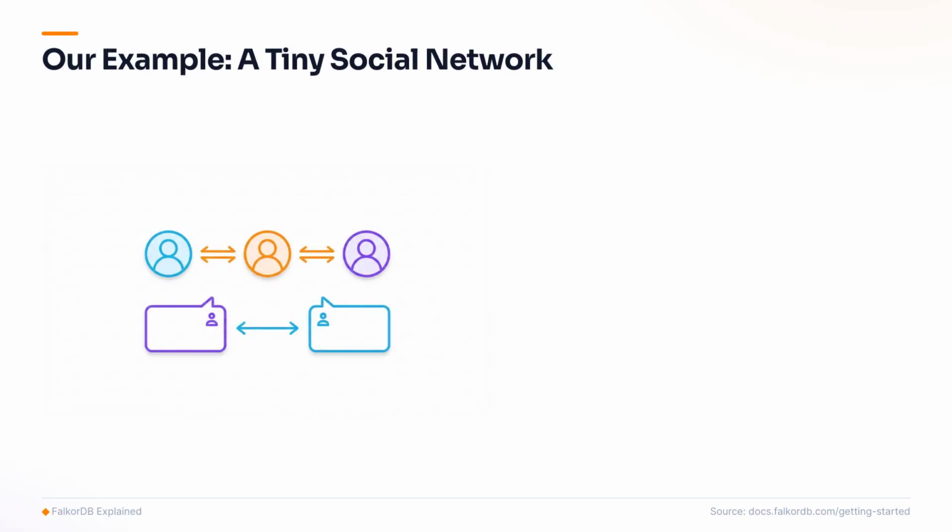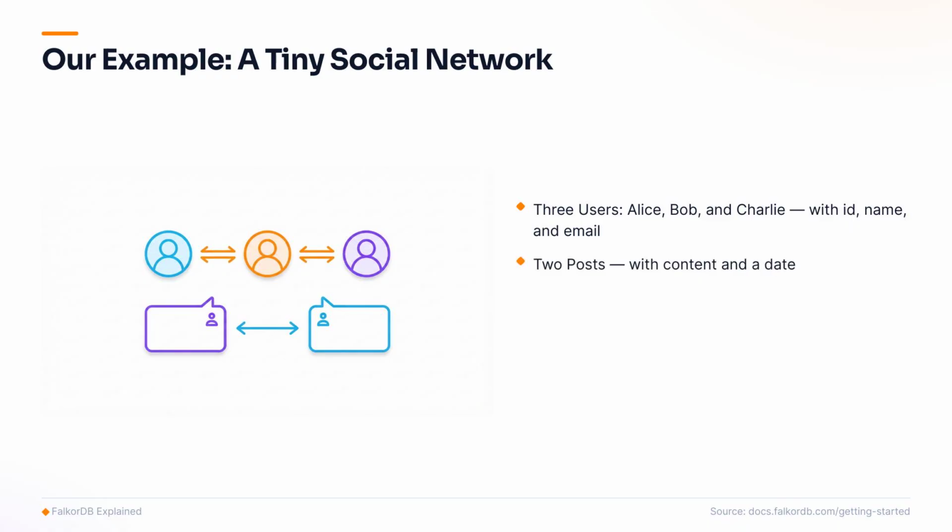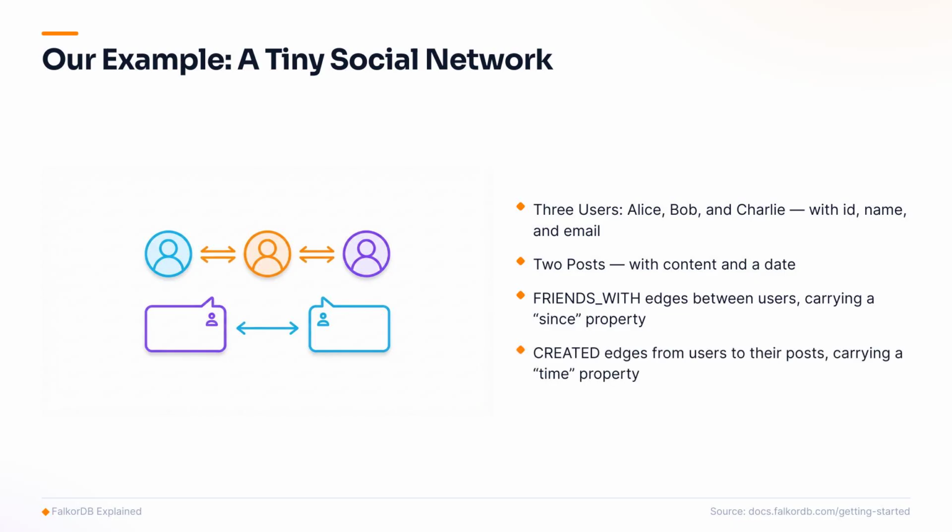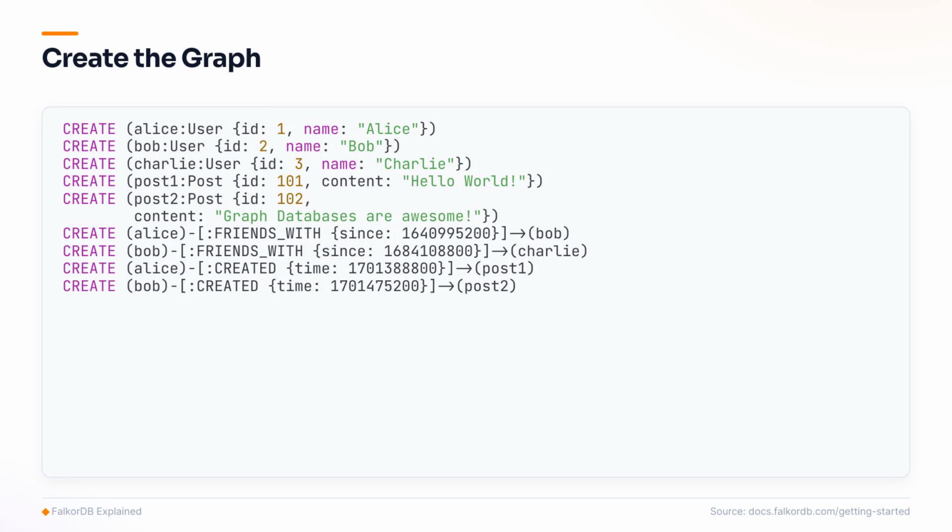The Getting Started guide builds a tiny social network, and we'll follow along. It has 3 users, Alice, Bob, and Charlie, each with an ID, a name, and an email. It has 2 posts, each with content and a date. Users are connected by friends relationships that remember since when they've been friends. And each post is connected to its author through a created relationship with a timestamp. Small, but it exercises everything: labels, properties, and typed, directed relationships.